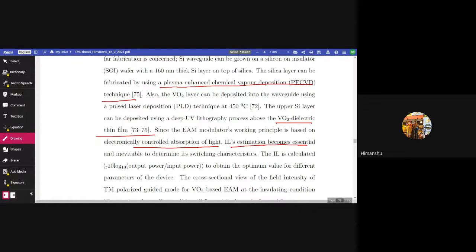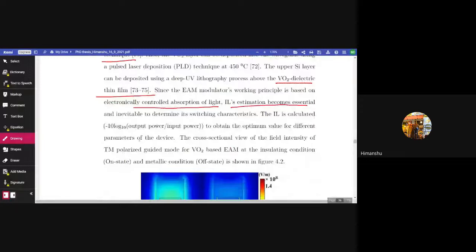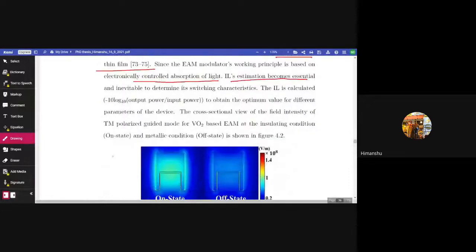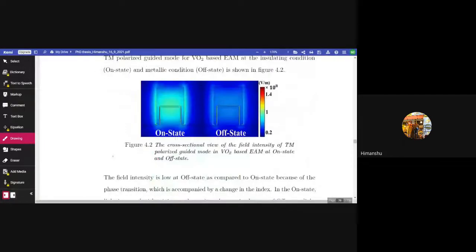The cross-sectional view of the field intensity of TM polarized guided mode for VO2 based EAM at the insulating condition, on state, and metallic condition, off state, is shown in figure 4.2. The figure 4.2 shows the cross-sectional view of the field intensity of TM polarized guided mode in VO2 based EAM at on state and off state.